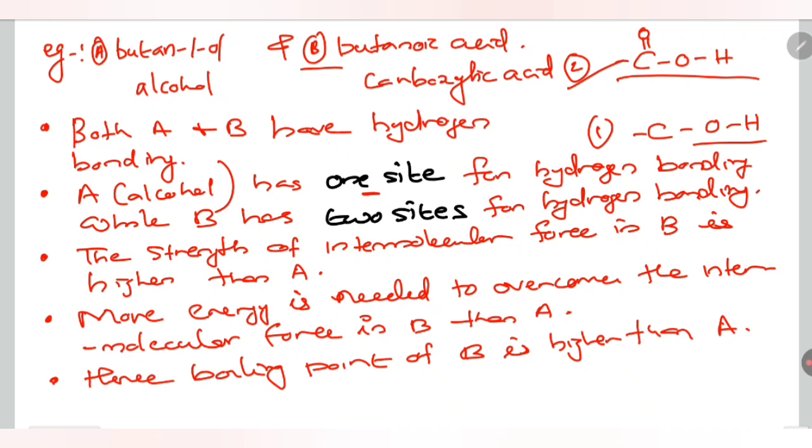Then we talk about what? Energy. More energy is needed to overcome the intermolecular force in B than A. Hence, boiling point of B is higher than A. So, if the question is based on vapor pressure, you conclude by saying, hence the vapor pressure of B is lower than A. So, this is how you answer between different homologous series or the same homologous series like this one. Okay.